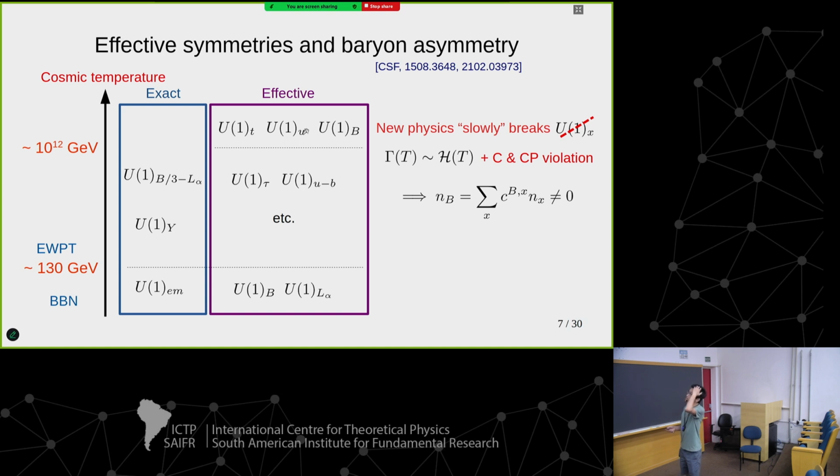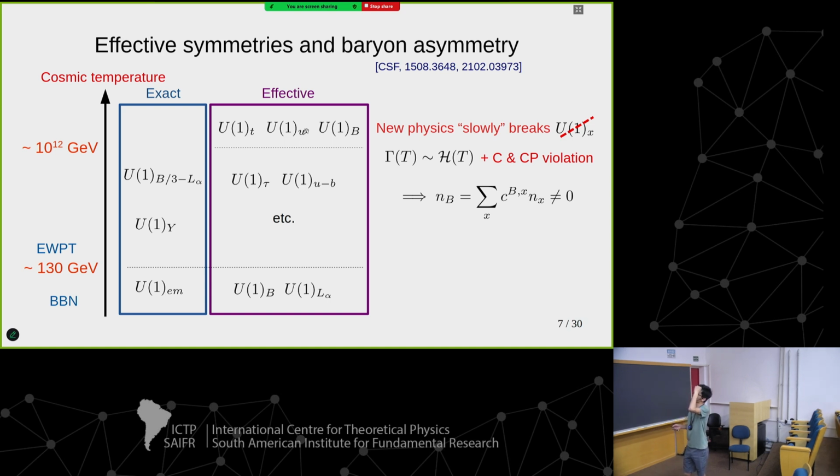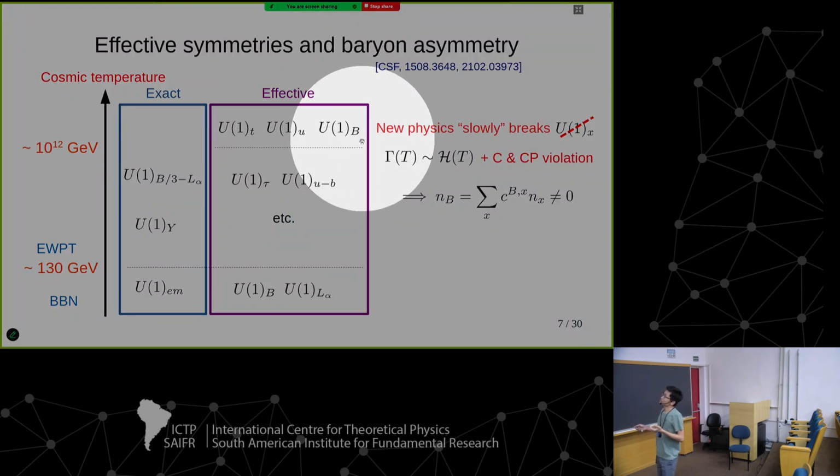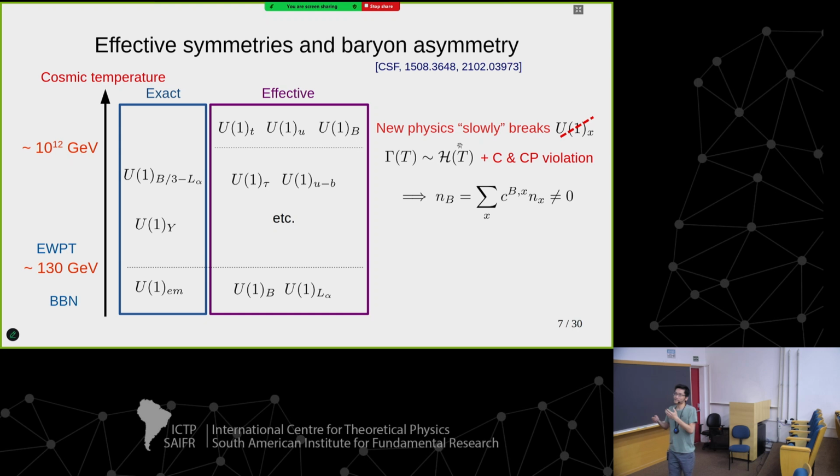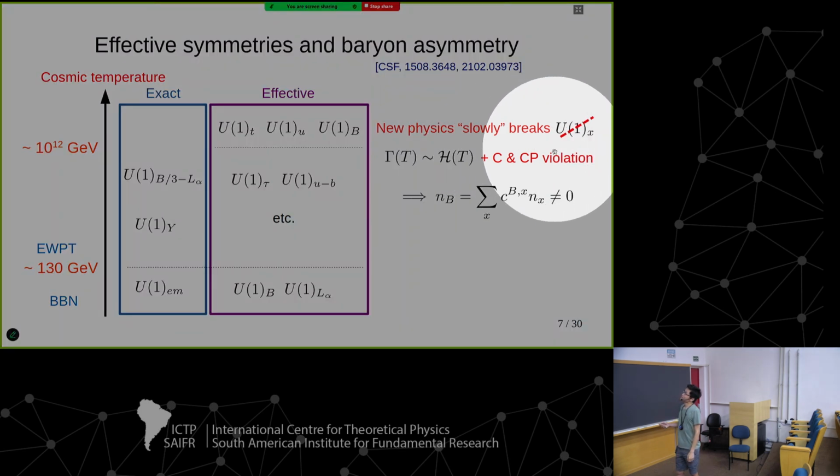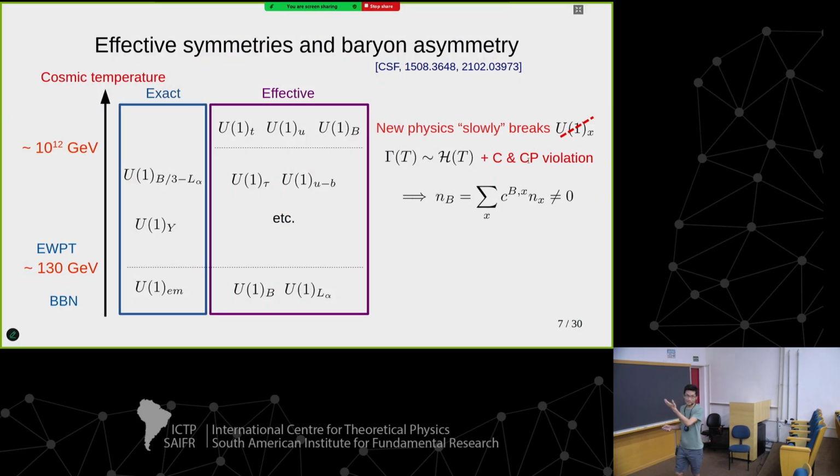And so the idea, how do you generate a non-zero baryon number? You try to introduce some new physics which slowly breaks one of the effective charges. Slowly just means that this breaking is not super fast, not super slow, so it's relevant. At some point, it's about the same rate as the expansion rate of the universe. Then you still need the second condition, which is C and CP violation. You need to differentiate between particles and antiparticles so that you can generate an excess.